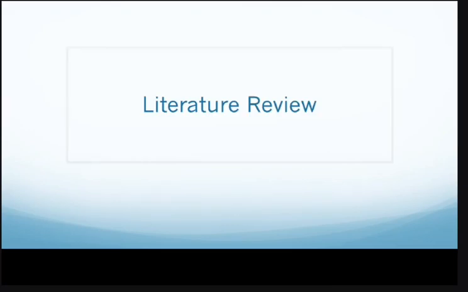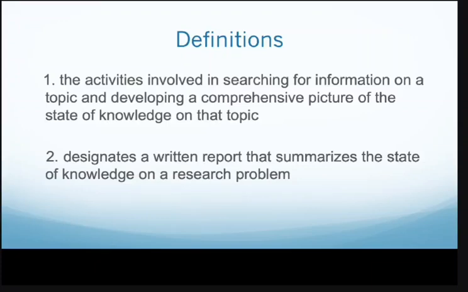A literature review can be either a verb or a noun, and in the context of this course, we're going to use it as both. So for now, your literature review is going to mean the activities that are involved in searching for information on a topic, so you get a comprehensive picture of what is known about that topic.